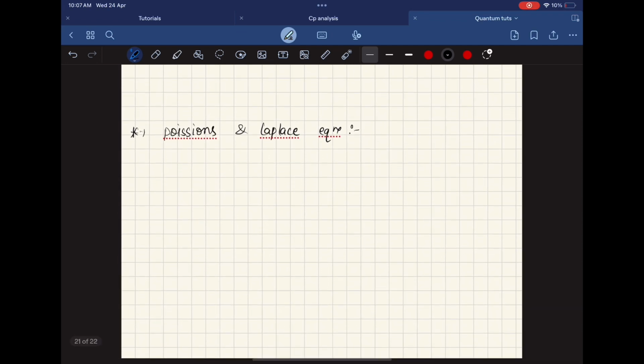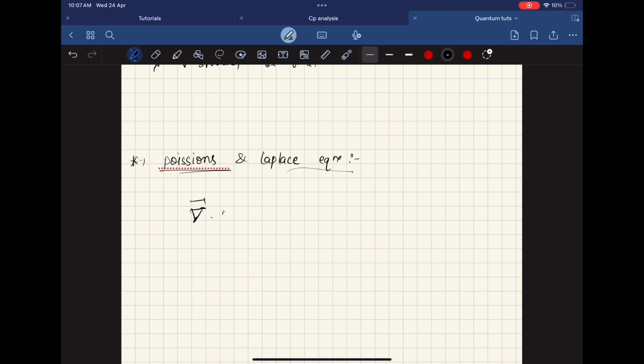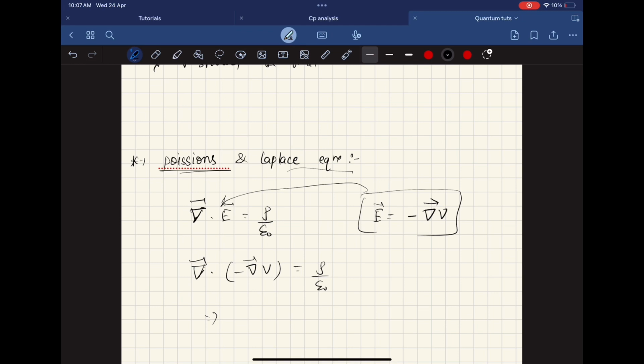Now let's move on to the next section. We have Poisson's and Laplace equations. There are two types of equations. What we have is del dot E equals rho over epsilon naught from Gauss law, and we know that E equals minus gradient of V. If I put E here, we get del dot (minus del V) equals rho over epsilon naught. From here we get del square V equals minus rho over epsilon naught. So this is Poisson's equation. If rho equals 0, this equation gets converted into Laplace equation, which is del square V equals 0.